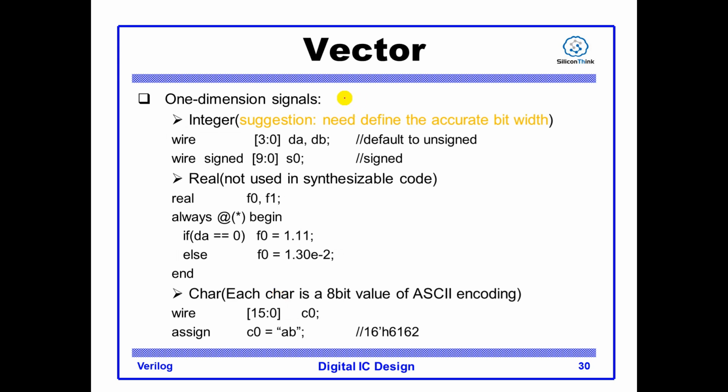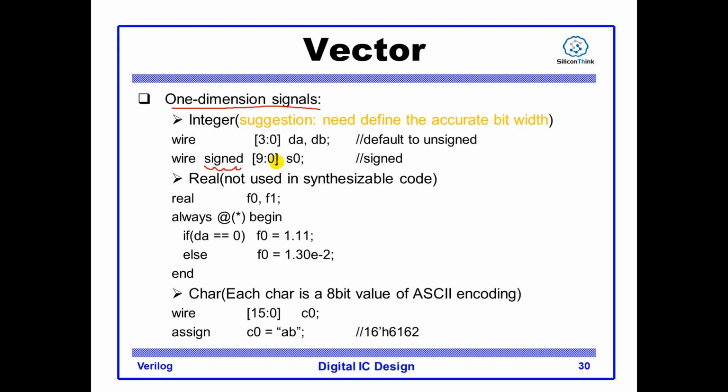Okay, this slide will tell you how to define one-dimension signals. We call one-dimension signals a vector. You must be familiar with it. Just show it again: a one-dimension signal, we call it a vector. And this is something new for you.